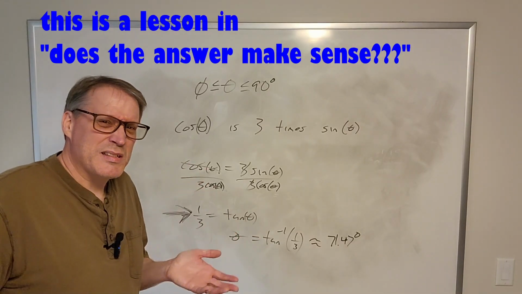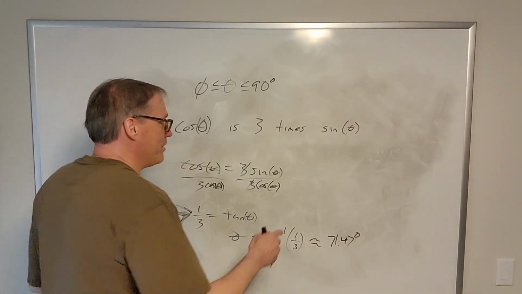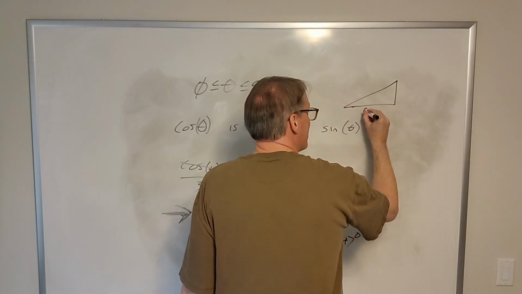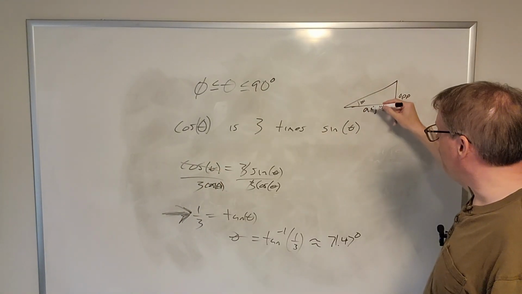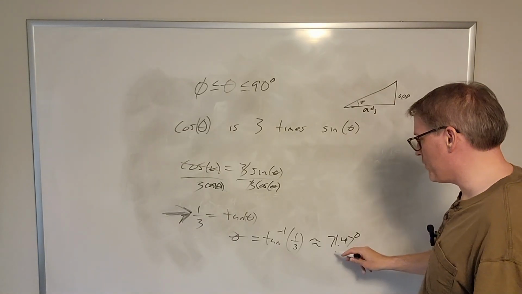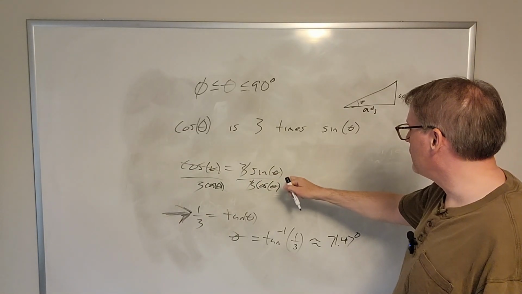Does that make sense? Well, if cosine is 3 times that of sine, if you drew the triangle, it would be something like that. Sine is opposite over hypotenuse, cosine is adjacent over hypotenuse. This adjacent side has to be bigger if this is going to be 3 times that of this one. So why in the world am I getting a big angle when it's supposed to be a small angle?